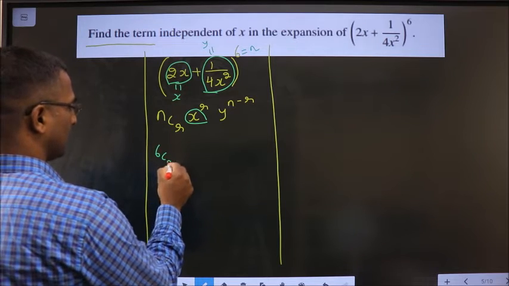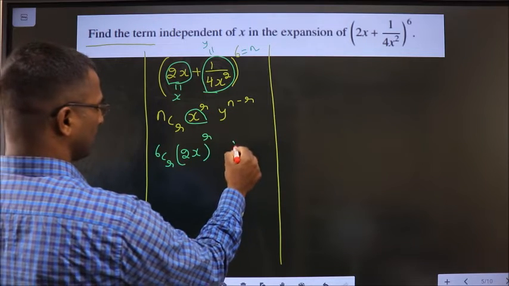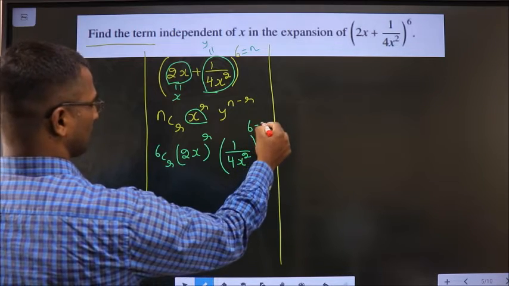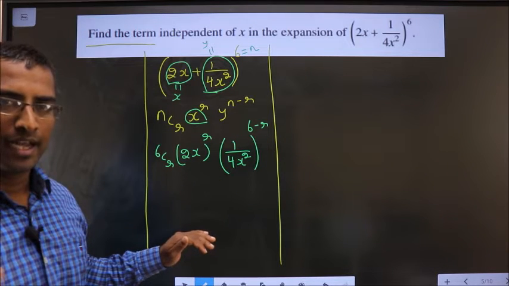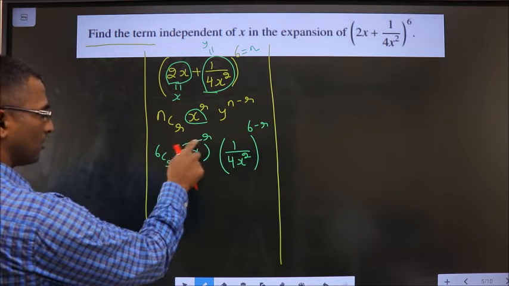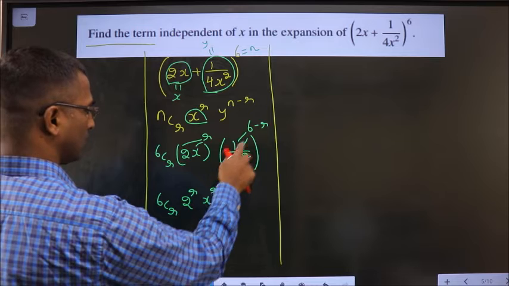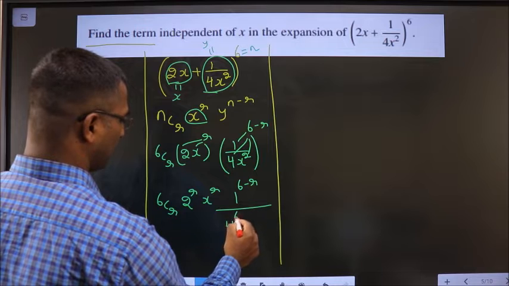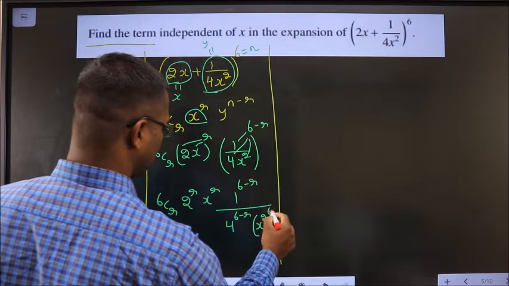Replace them in the general term. So it is 6CR. In place of x it is 2x, in place of y it is 1/(4x²), power 6 minus r. Now, simplify this to the maximum possible extent. And how do we simplify? See, 6CR, apply the power to each. So 2 power r, x power r, same now. Apply the power to each, so 1 power 6 minus r by 4 power 6 minus r, x power 2 power 6 minus r.